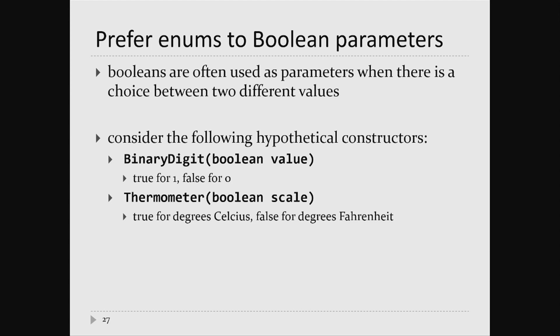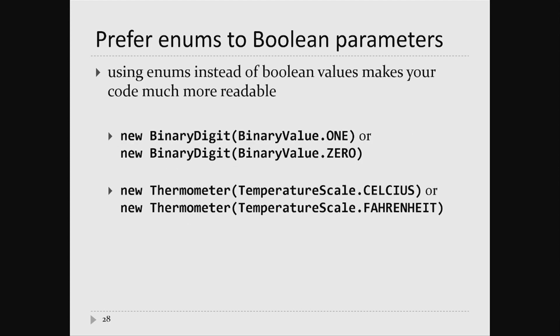And you have no idea what the true or false is supposed to represent. You now have to go and look in the documentation and try to figure out what's going on. If you make an enumeration for the inputs, everything becomes very simple. So now, when you read these, you know exactly what's happening. You know that the first constructor there is making a binary digit 1. You know that the second one's making a binary digit 0. You know that that thermometer is measuring things in Celsius, and you know that that thermometer is measuring things in Fahrenheit. So using enumerations in this way makes your code a lot easier to read.